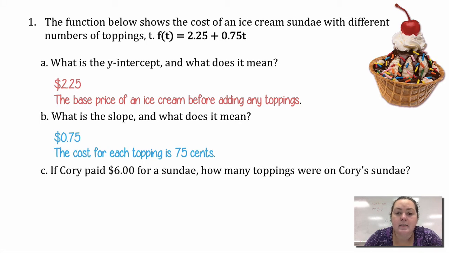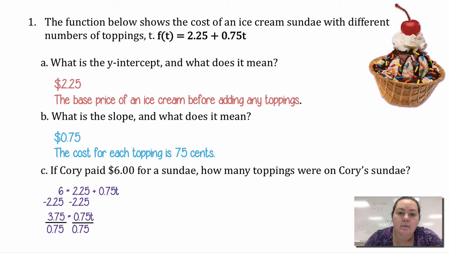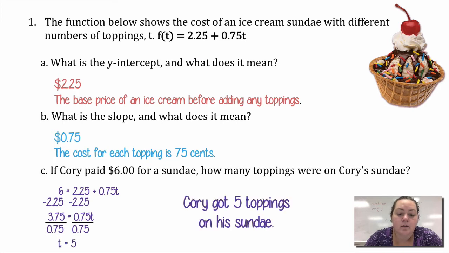If Corey paid $6 for a sundae, how many toppings were on Corey's sundae? So I'm going to set the function equal to 6. So it's going to be 6 equals 2.25 plus 0.75t. And then I'm going to solve for t. So I'm going to subtract $2.25 on both sides. That's going to leave me with 3.75 equals 0.75t. And I'm going to divide both sides by 0.75. I get t equals 5. So Corey got 5 toppings on his sundae.